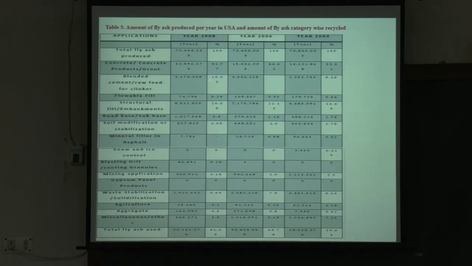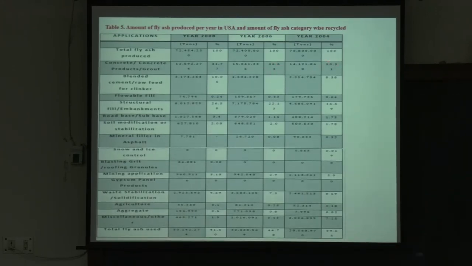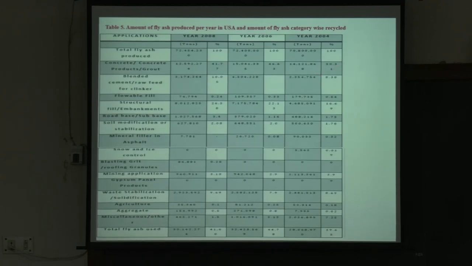So you can see cement and concrete, 41.7%, 46.6%, and in 2004, it was 50%. So the other parts, structural fill or embankment, in 2004 it was 16%, but in 2008 went up to 27%. So this way, things can be used. In agriculture, it has been 0.1%, 0.2%, 0.1%, not much used in agriculture. Waste stabilization is about 8 to 10%. The total amount of fly ash used is like 41, 44, and in 2004 it was 39. So typically between 40 to 50, it gives a lot of areas.